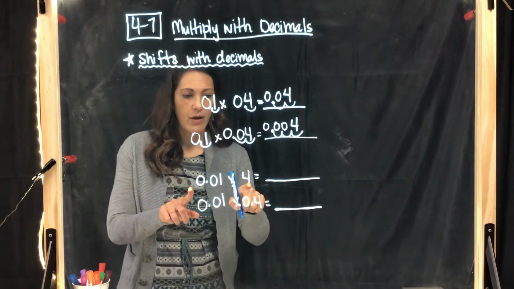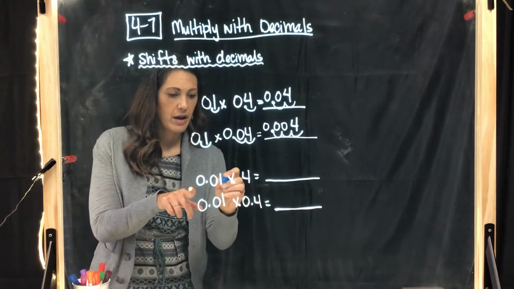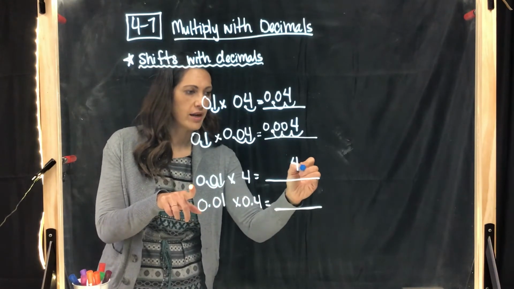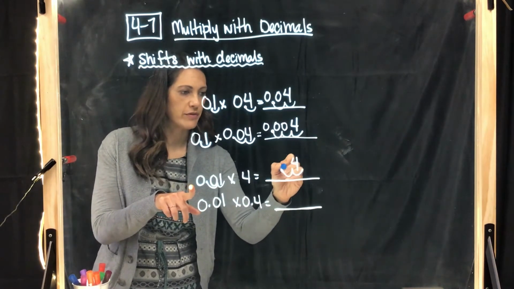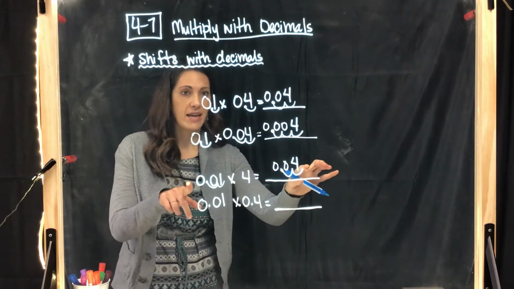Now, if I had one whole number, again, nothing really changes. There's no decimal here, but there's 2 decimal spots here. 1 times 4 is 4, and I'm going to do 2 decimal moves and fill in my zeros. Okay, so that would be 4/10.